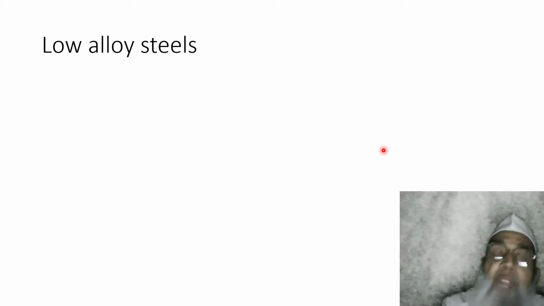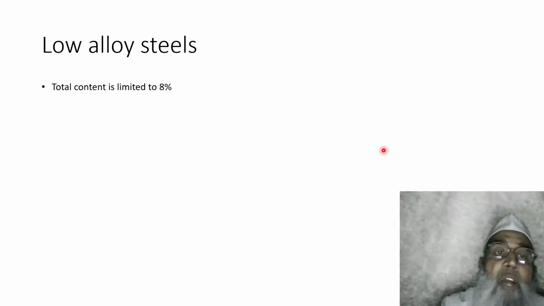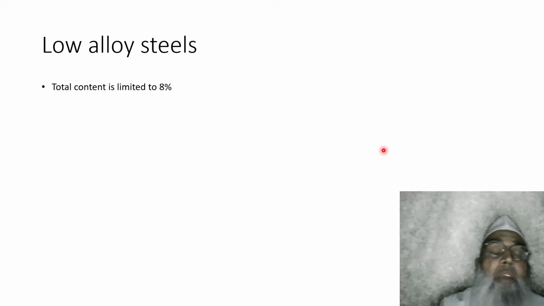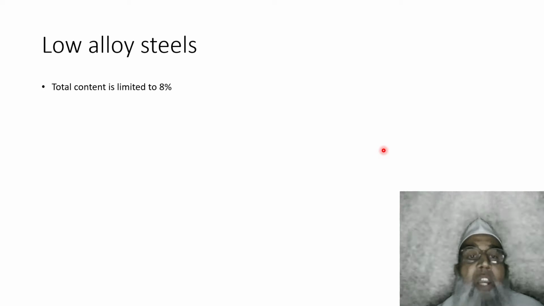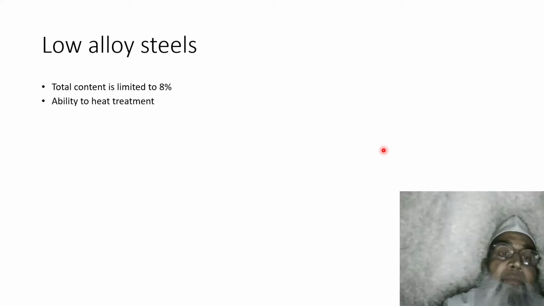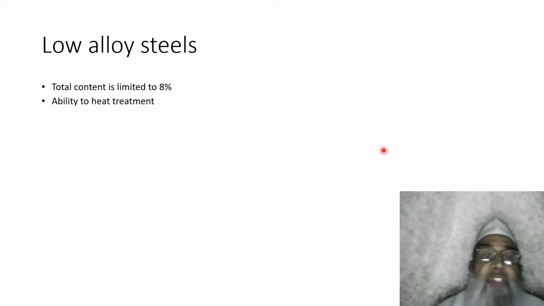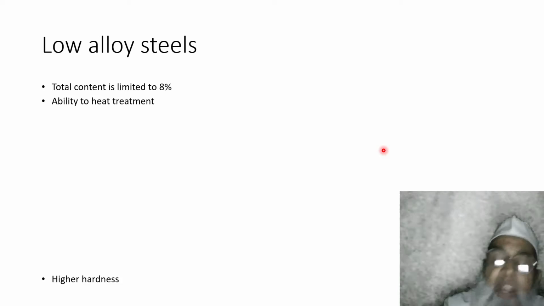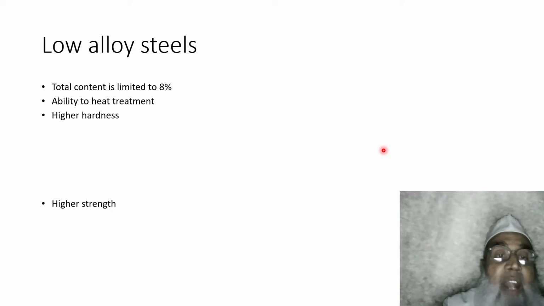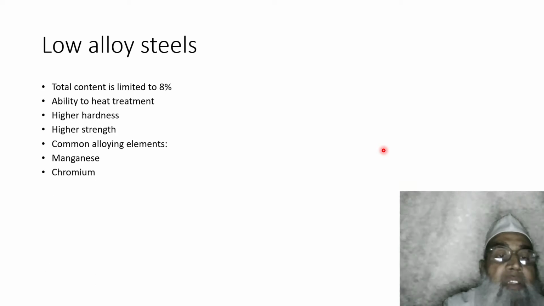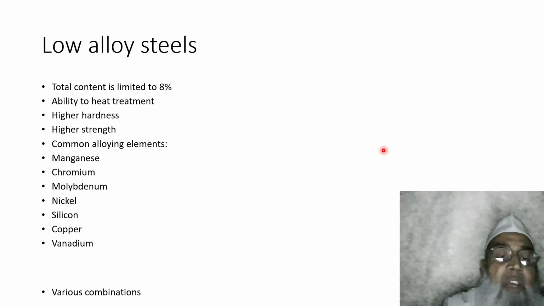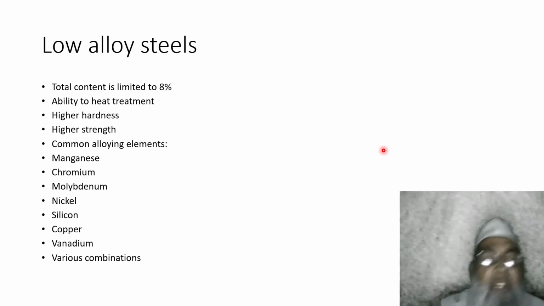Now, steels are divided into two major classes. Low alloy steel has limited alloying elements, up to 8%. This alloy steel has the ability to be heat treated and has higher hardness and higher strength. Common alloying elements are manganese, chromium, molybdenum, nickel, silicon, copper, vanadium, and combinations of these.